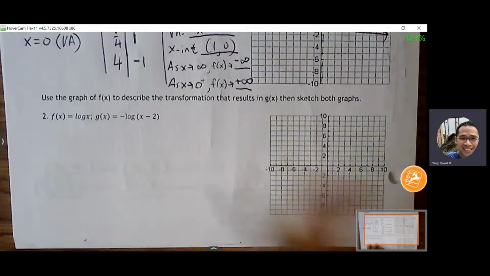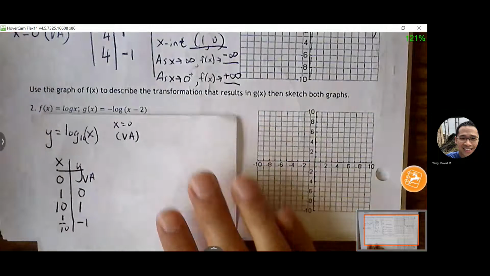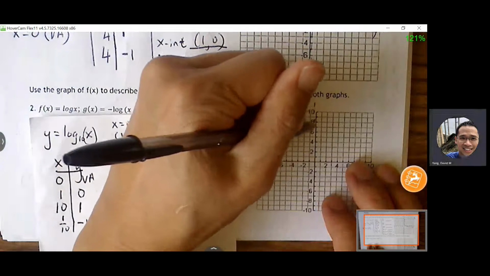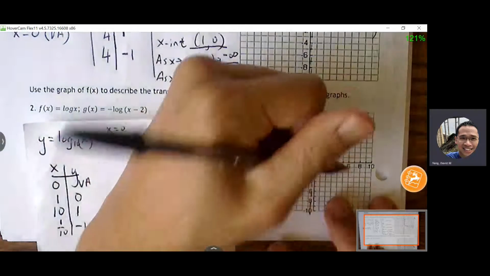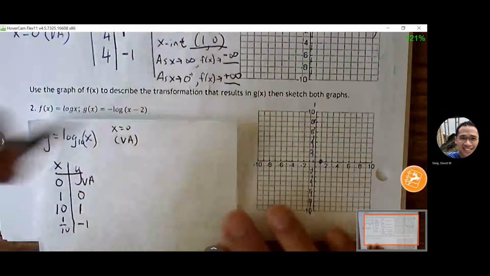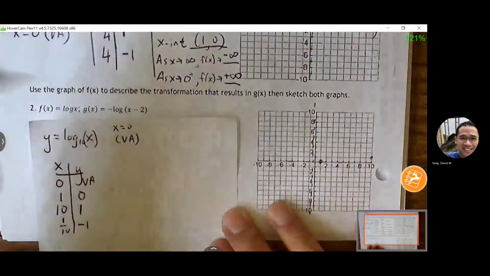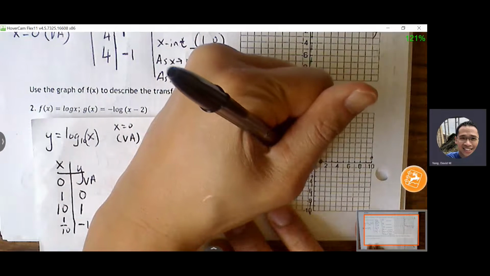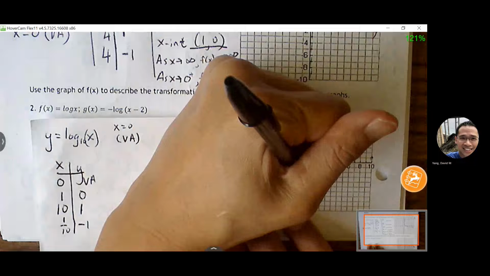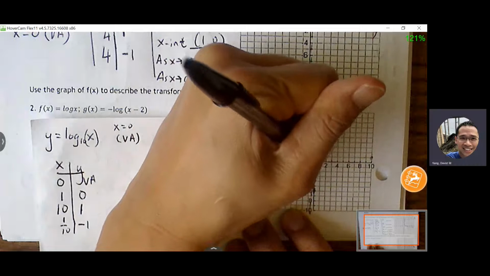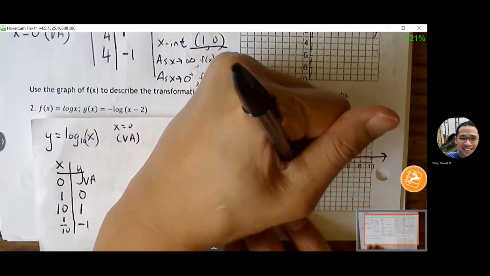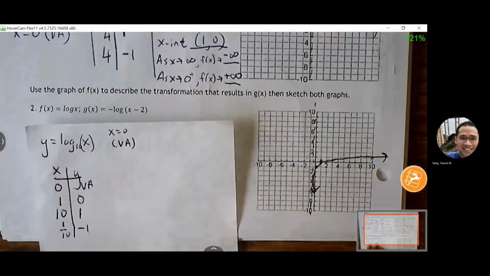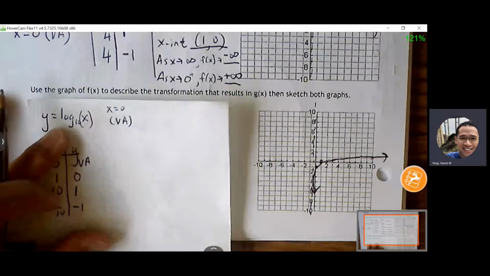Okay, we'll plot that graph here. 1, 0. 10, 1. 1/10, -1. So really, really close to the asymptote. This is growing at a very, very slow rate here. Okay, everybody okay with the parent graph?